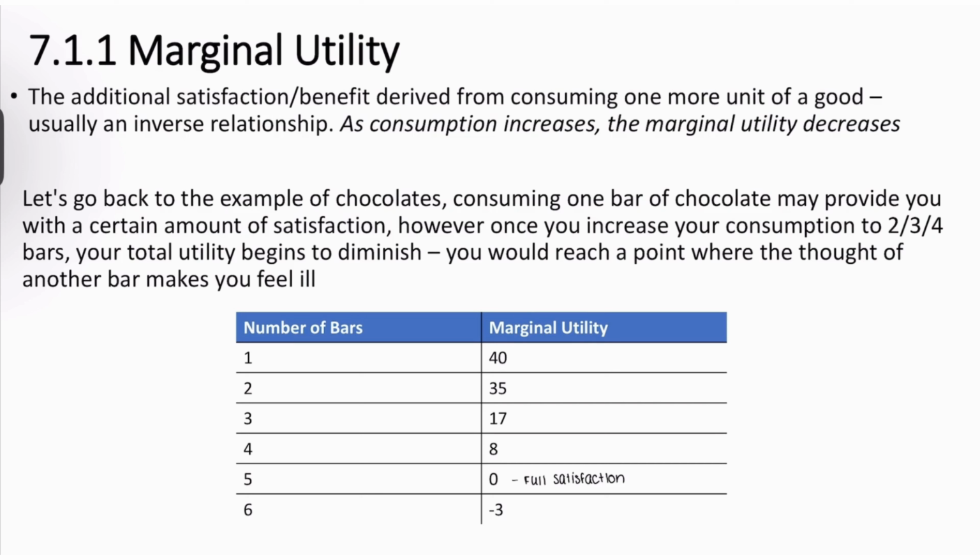Now, I'd like to focus on two specific points. As you can see, when you're consuming 5 chocolate bars, your marginal utility is 0. This is when consumption of a good does not increase total utility, so this is a point of full satisfaction. The second point I'd like to focus on is when you consume 6 chocolate bars. As you can see, your marginal utility is in the negative. This is because consuming 6 chocolate bars is actually decreasing your total utility, so this is a point of overconsumption.